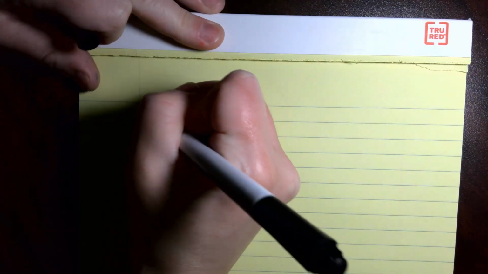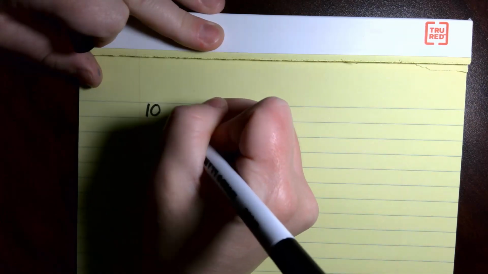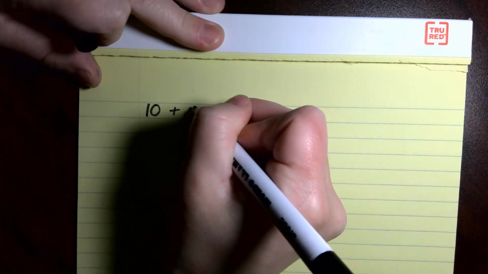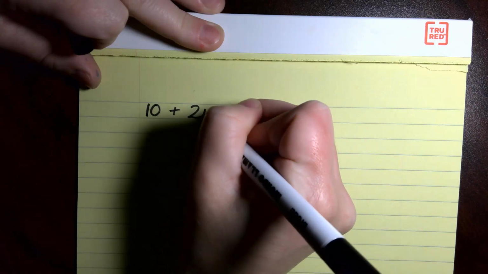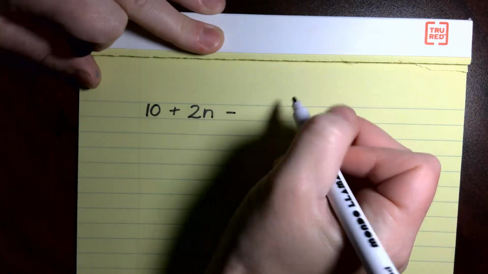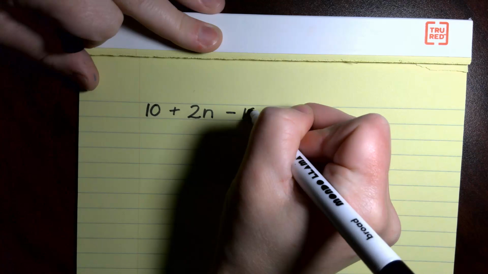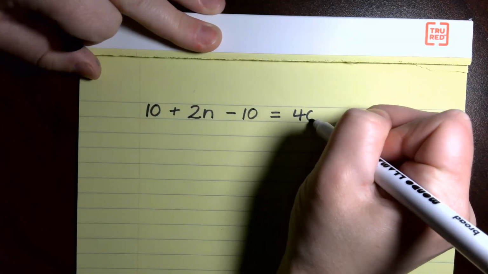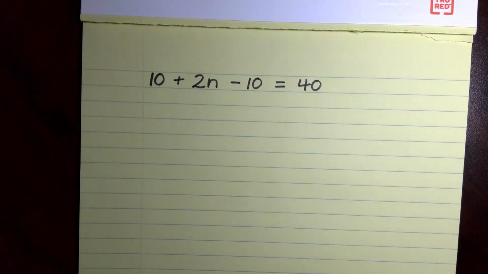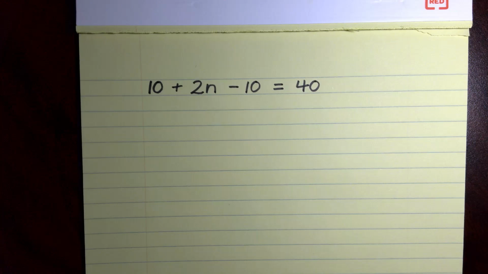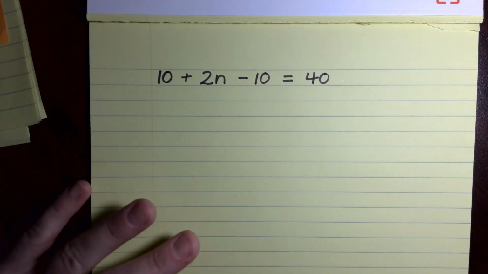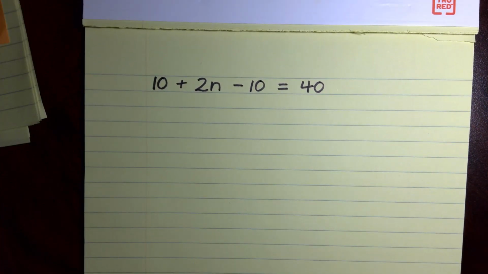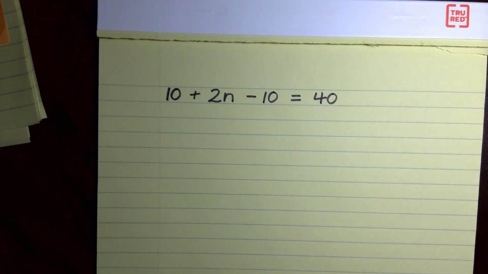I want you to do 10 plus 2 times n minus 10 equals 40. I'm going to pause this video. All right, so I've got 10 plus 2 times n minus 10 equals 40. What should I do?